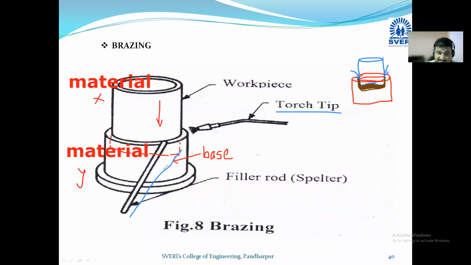The filler rod is having melting temperature about 900 degree centigrade. म्हणजे फिलर मटेरियलला आधी हीट करून त्यानंतर परत ऍडिशनल त्याला हीट देऊन आपण लिक्विड फॉर्म मध्ये आणतो. And these two metals, X and Y metals, are having respectively low melting point.